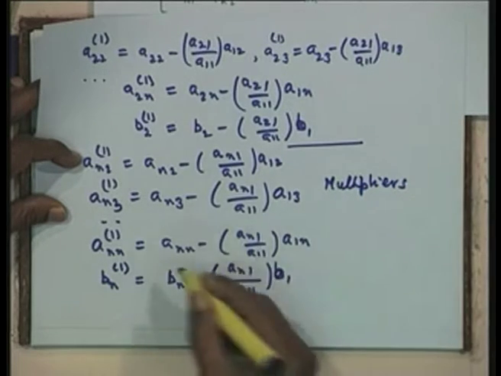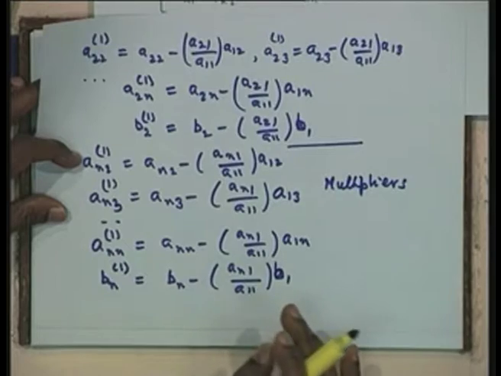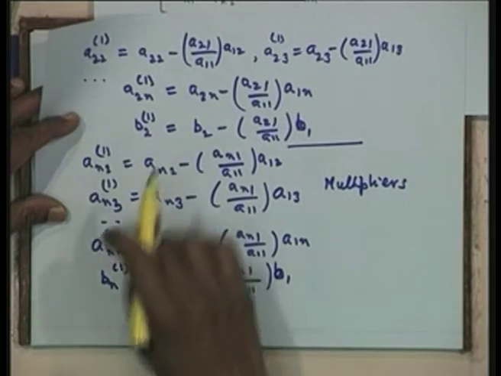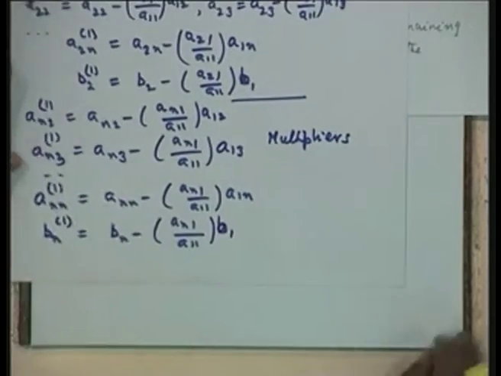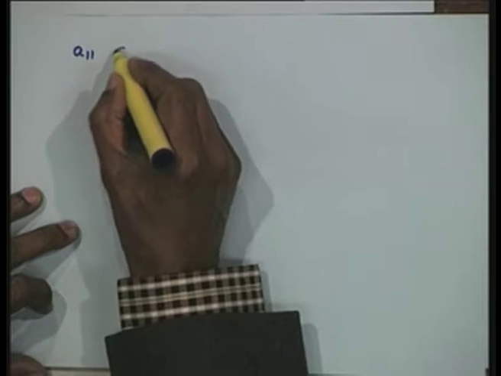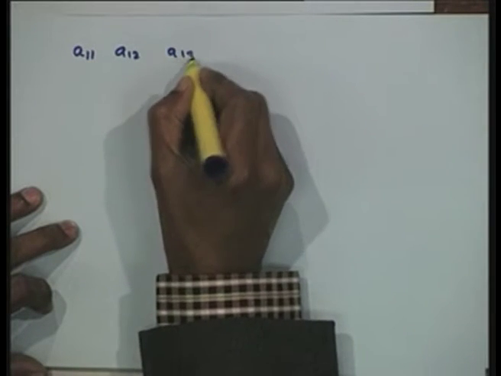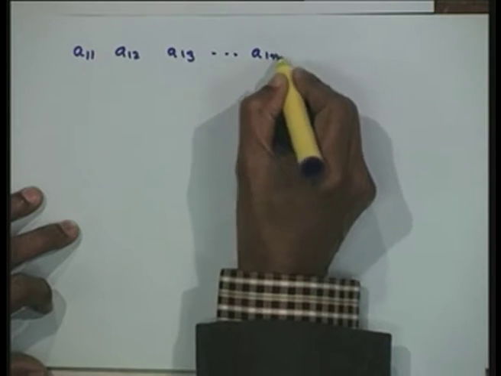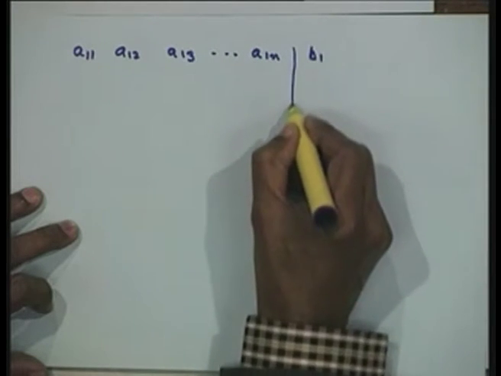They are called the multipliers for this particular elimination. Now if I complete this particular step 1, what I am now having here is a system which would look like this. So let us write down what is the system that we are going to get from here. The first row is unchanged because we have not touched the first row. So a11, a12, a13, a1n, b1, that was not touched.